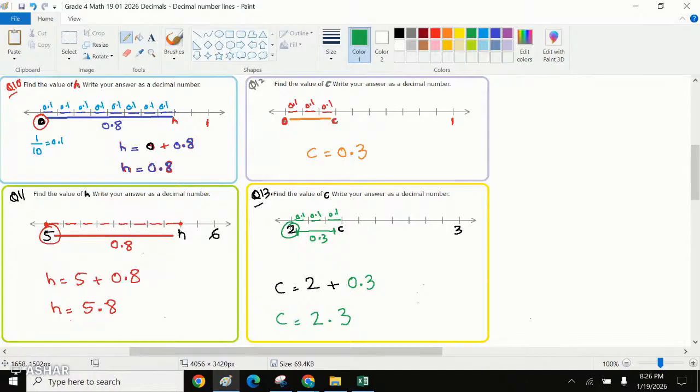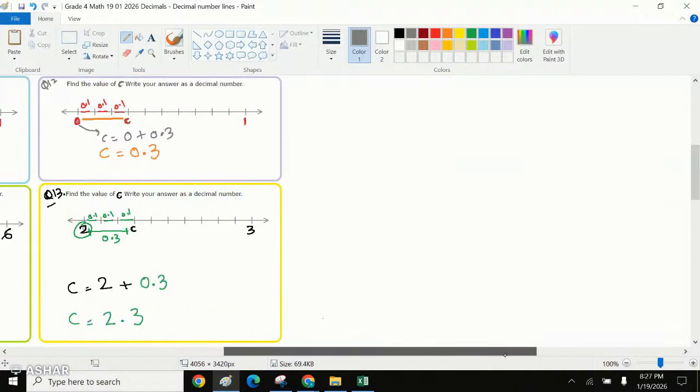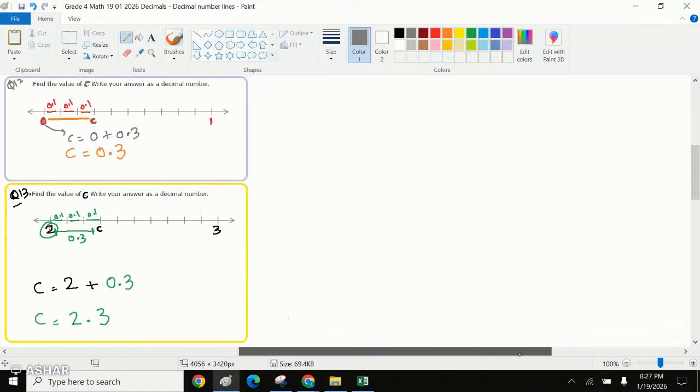So we always keep in our mind, where is this starting at? Similarly, this would have been written as C is equal to 0 plus 0.3. Because it was a 0, we don't consider the 0, so that's why we usually don't write that. We directly write 0.3 in question number 12. But in question number 13, we would need to consider it.